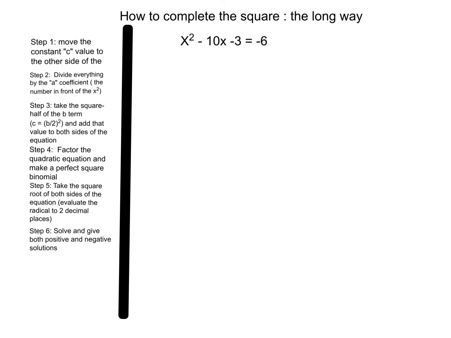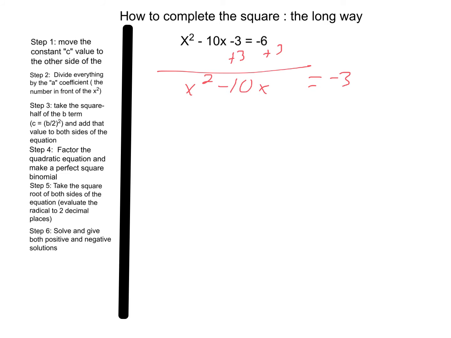Okay, so I'm going to work this one with you again. Alright, so first thing I do, I move the constants. So let's add the 3. X squared minus 10x is equal to negative 3. Alright. Next step, divide everything by the coefficient a, if possible. Well, we don't have that here, so we're all set.